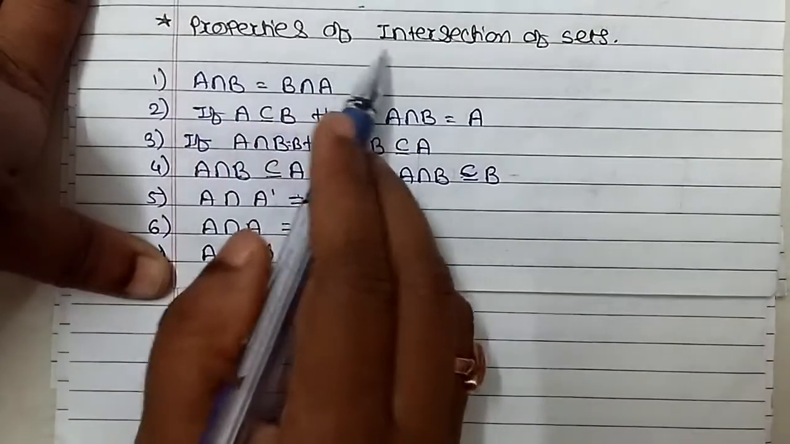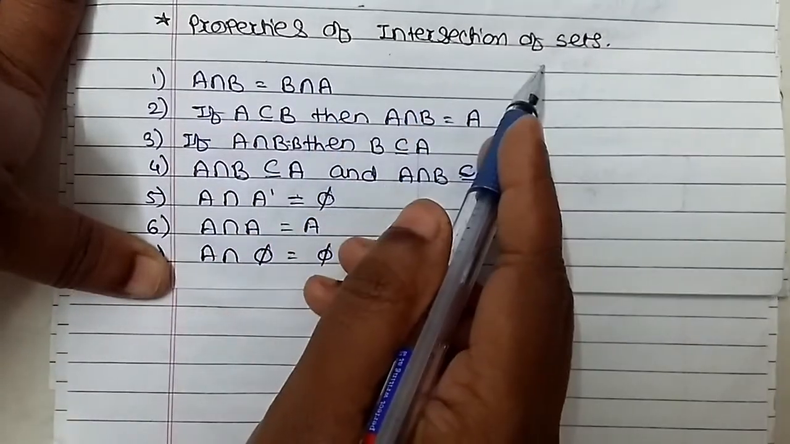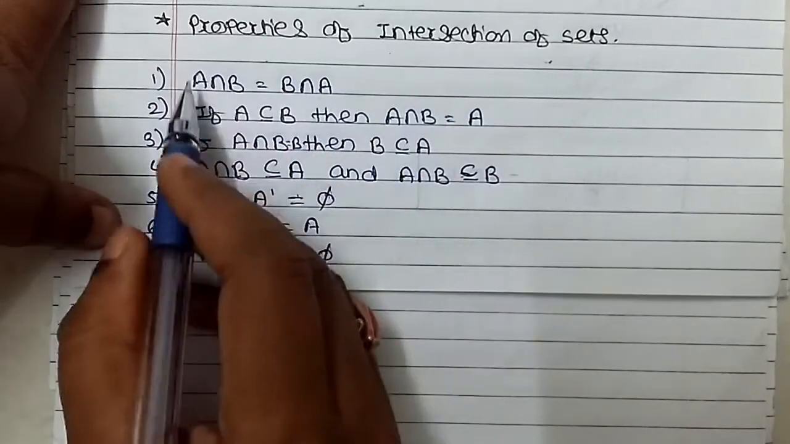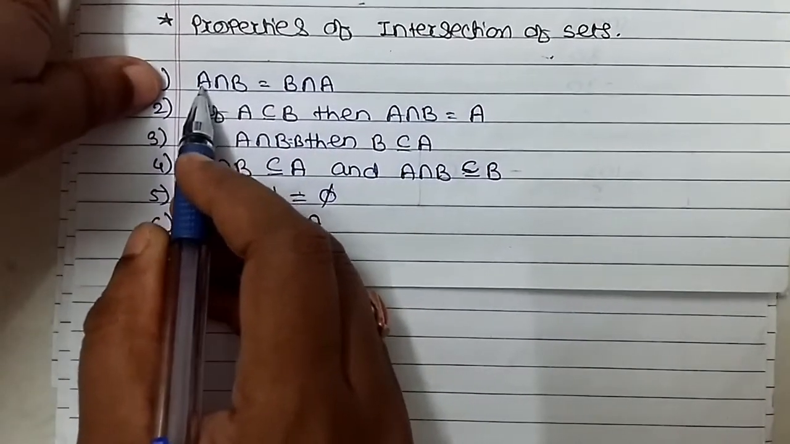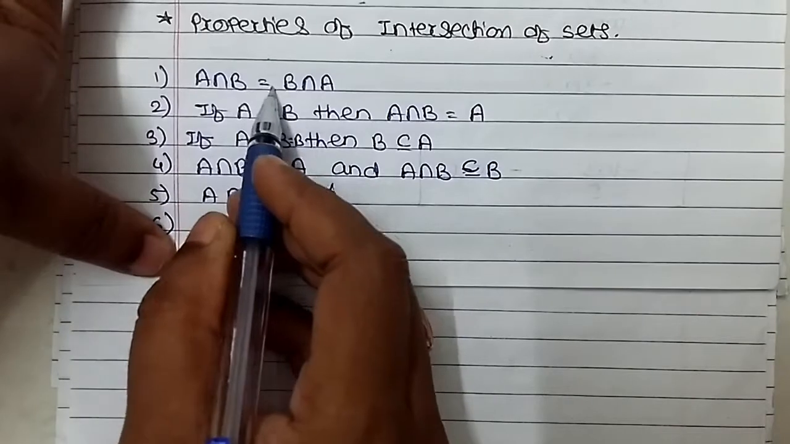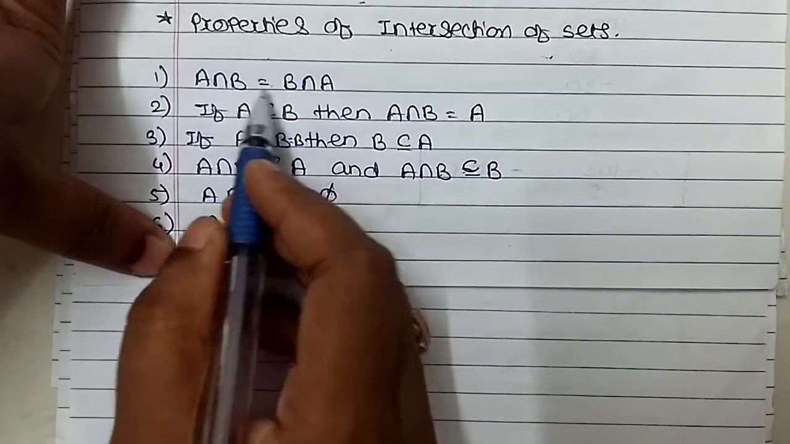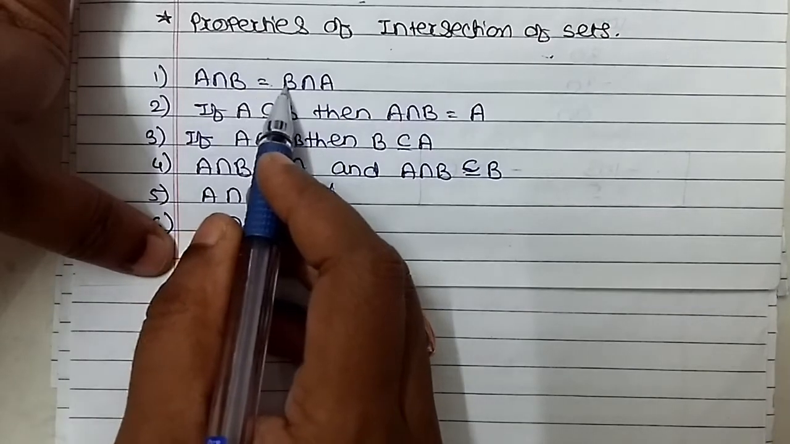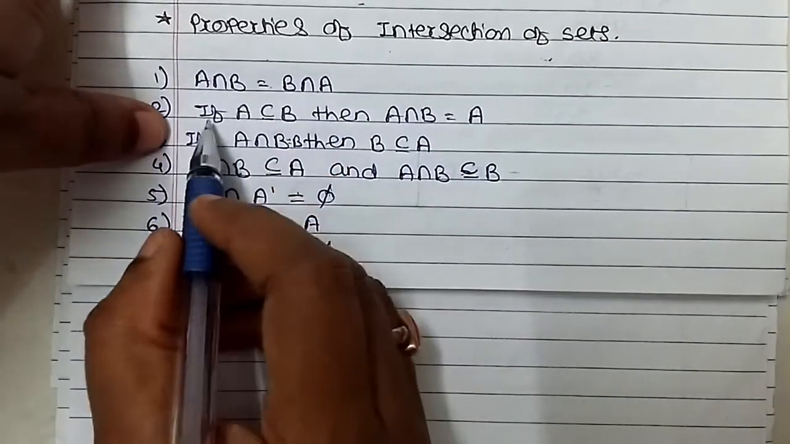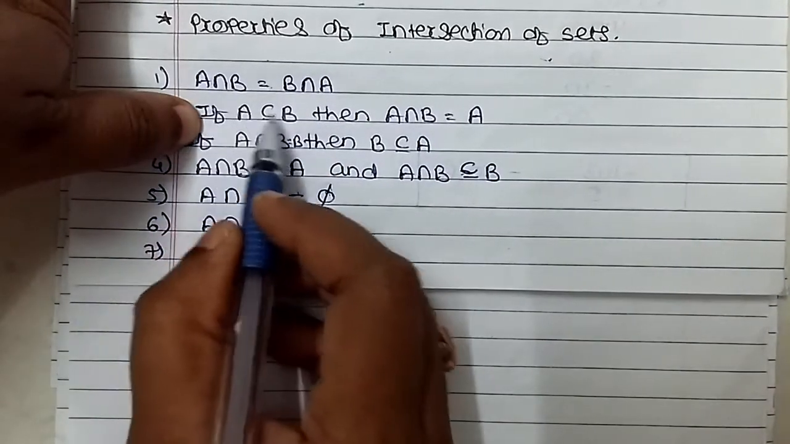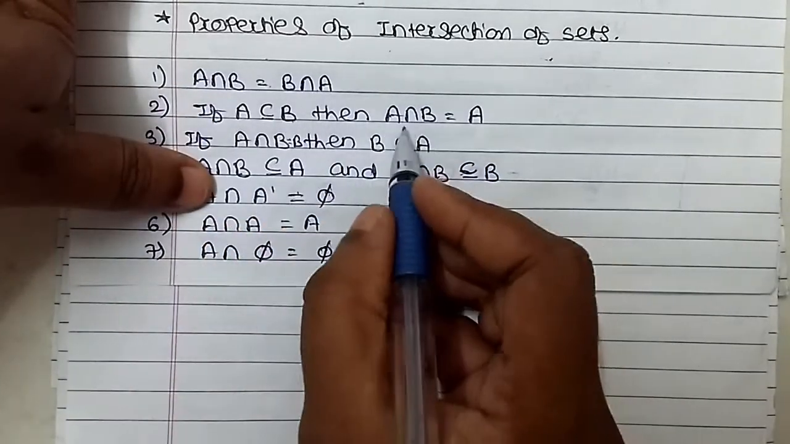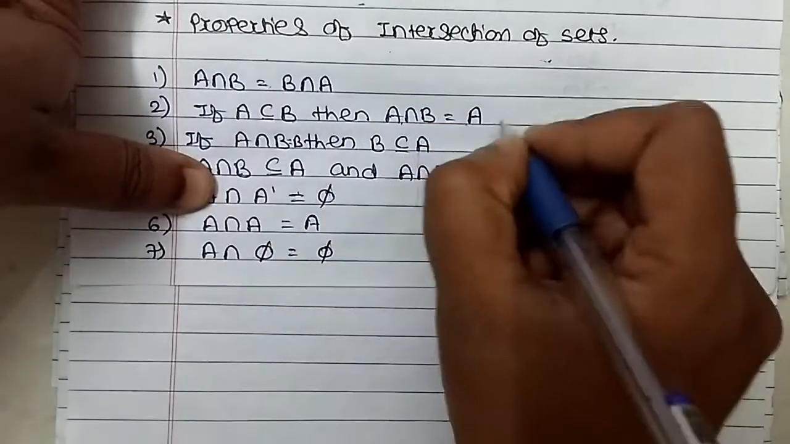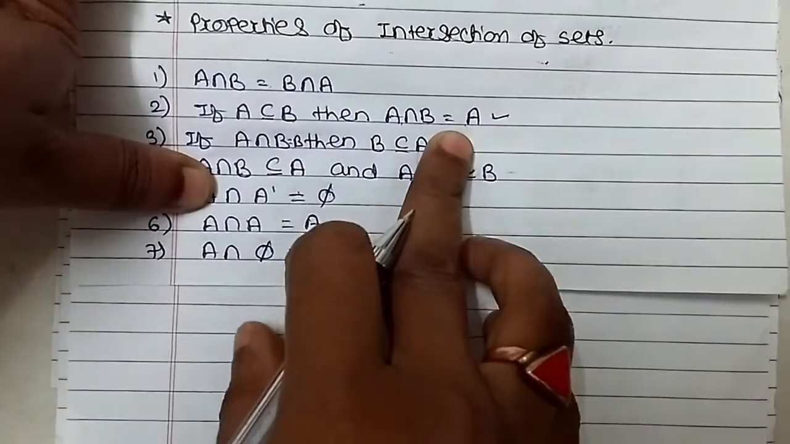Next is properties of intersection of sets. Now there are a number of properties of intersection of sets. The first property is that A intersection B is also equal to B intersection A. When we calculate A intersection B, it is also equal to B intersection A. Next property, if A is the subset of B, then A intersection B is equal to A. This property we will understand with the help of an example.